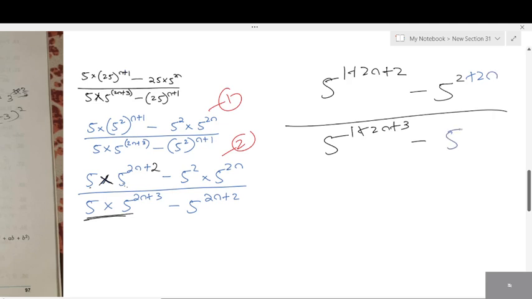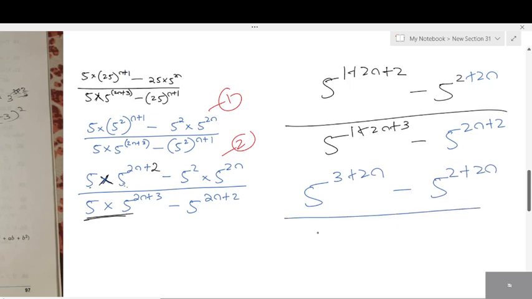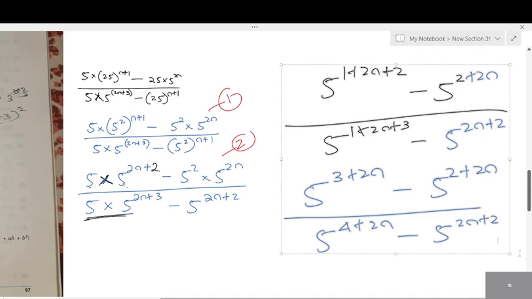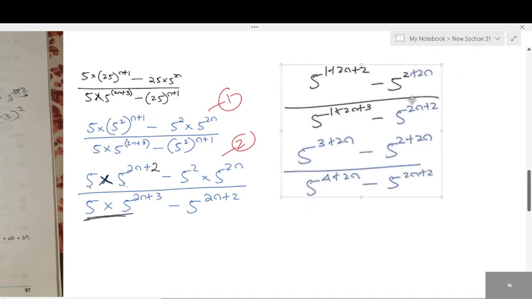Tell me the next one. 5 into 2n plus. Then what do we get? What is 1 plus 2 students? 3 plus 2n. Next. 2 plus 2n. Then 4 plus 2n minus 5 into 2n plus. Don't erase everything. Check which one is missing. I will correct whatever I went wrong. Did you all correct it?